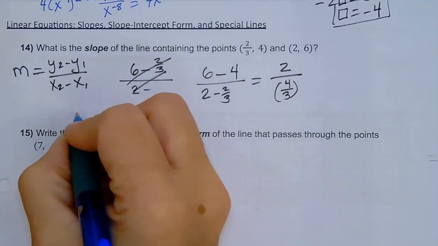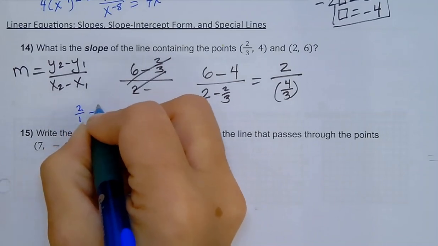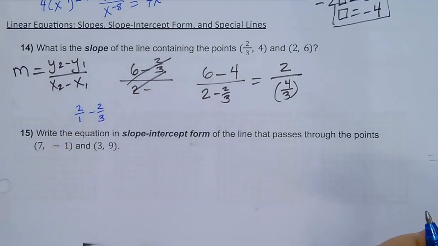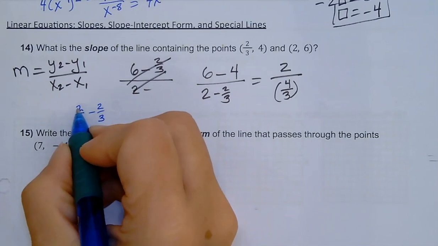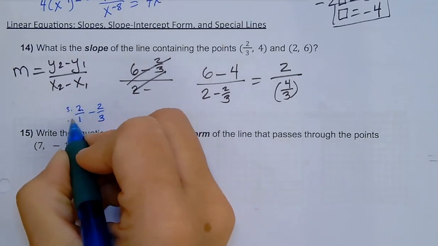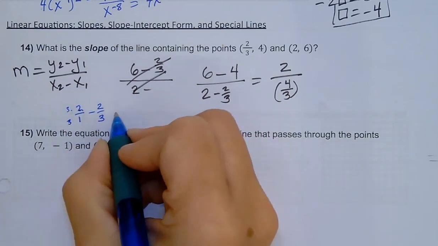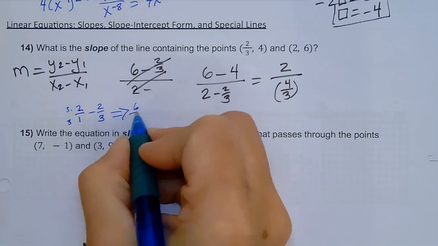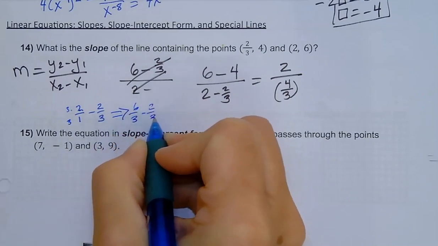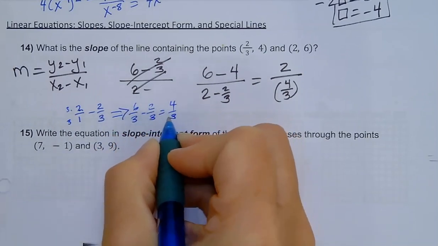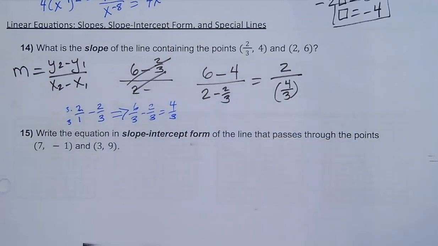2 minus 2/3, I have 2 over 1 minus 2 over 3. I need a common denominator. So I'm going to multiply this by 3 over 3. So this gives me 6/3 minus 2/3, which leaves me with 4/3. Okay, so I just subtracted 2 minus 2/3.